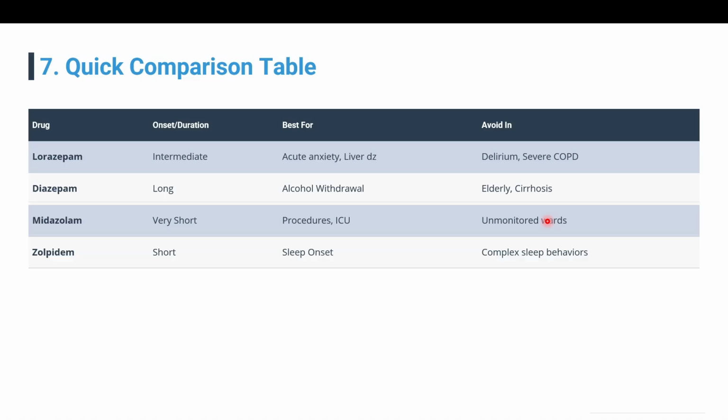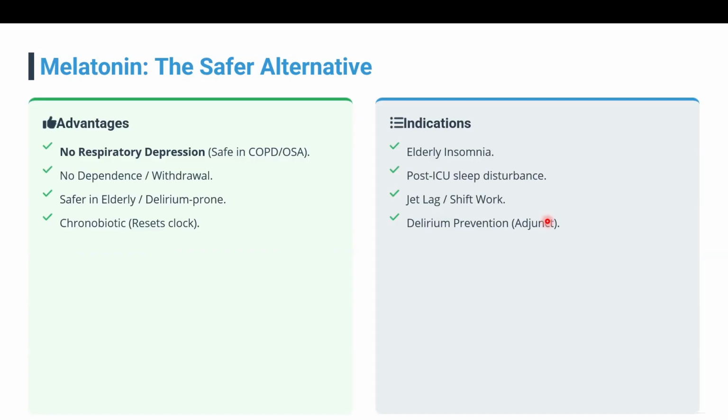Zolpidem, the Z class of drug: the onset is within 15 to 30 minutes and it is of a short duration, up to 6 hours. It is used for short-term insomnia in low risk adults. It is best for inducing sleep onset. So avoid in complex sleep behavior disorders, substance use disorders, elderly, OSA, COPD, and all these kinds of patients.